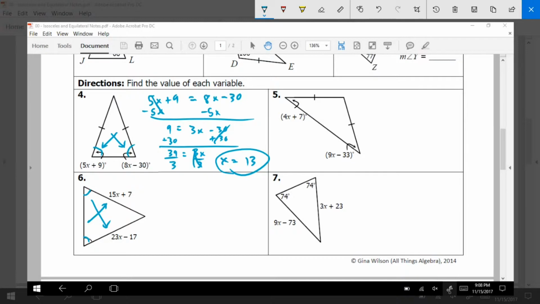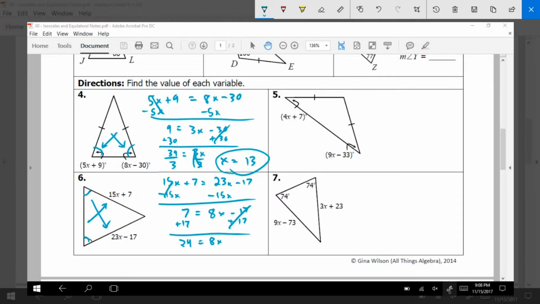So what's my equation here going to be? It's going to be 15x plus 7 equals 23x minus 17. We're going to subtract 15x from both sides. That gives us 7 equals 8x minus 17. We're going to add 17 to both sides, and then 24 equals 8x. Finally, I'm trying to get this x by itself, so I'm going to divide by 8. 24 divided by 8 is 3, so x equals 3.